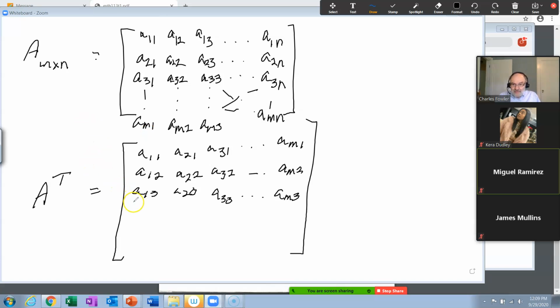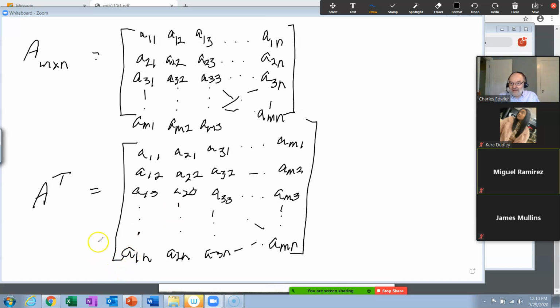Continue on down. Dot, dot, dot. Down to A sub 1, n. Dot, dot, dot. Down to A sub 2, n. Dot, dot, dot. Down to A sub 3, n. It's supposed to be a 3. And then dot, dot, dot. And dot, dot, dot. Down to A sub M, n. Everywhere dot, dot. Okay.